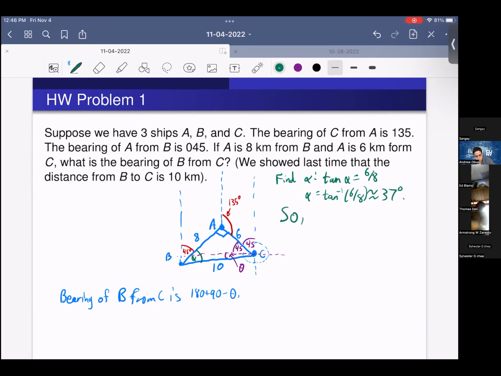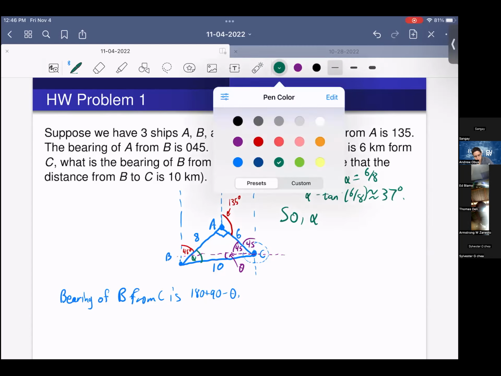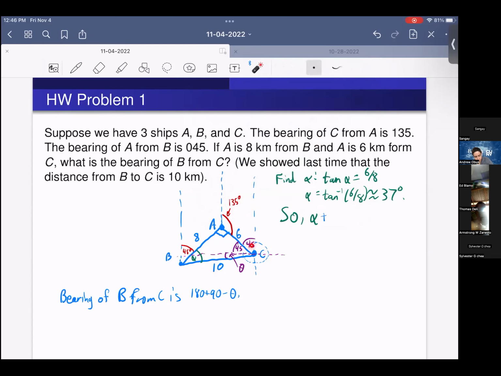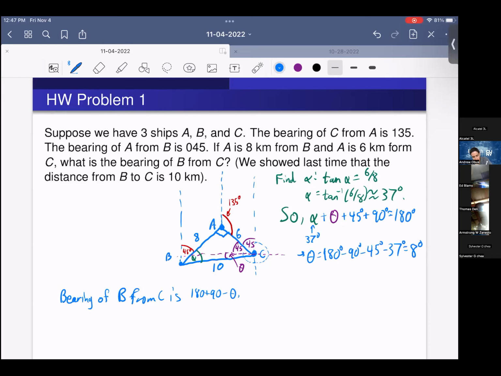The next step is to find theta. So alpha plus 90 degrees plus 45 degrees plus theta equals 180, because all the angles in the triangle have to add up to 180. We know alpha is 37 degrees, so theta equals 180 minus 90 minus 45 minus 37, which is roughly 8 degrees. And so what's the last step now that we know theta is 8 degrees?